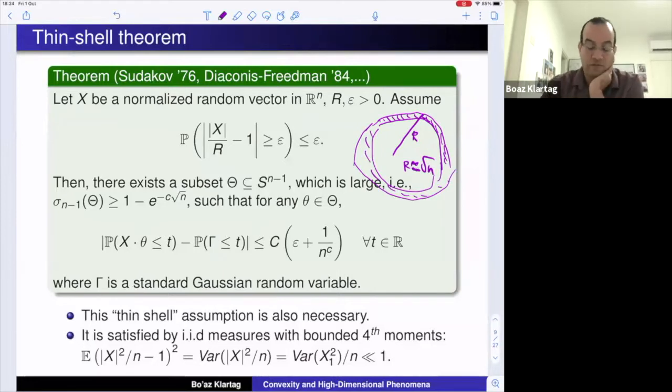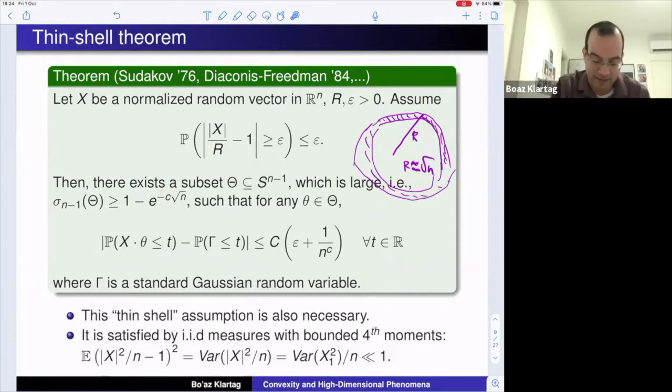Then the conclusion is that you can find a certain subset of directions. Let's call them the good directions. This is a rather large subset. It has measure at least 1 minus e to the minus root of n. And for any good direction theta, the random variable X times theta is at small Kolmogorov distance from the standard Gaussian. The Kolmogorov distance is at most a universal constant times epsilon plus 1 over n to some power.